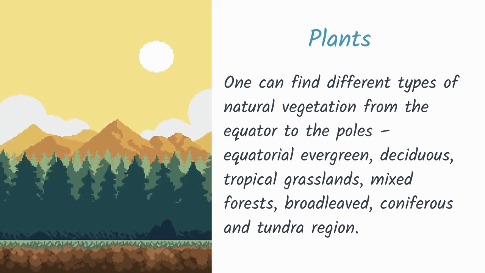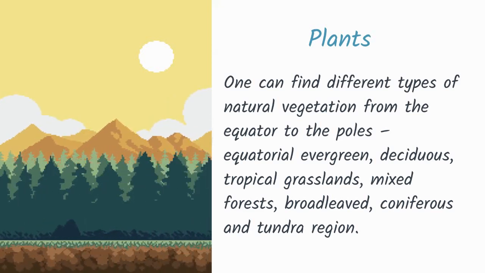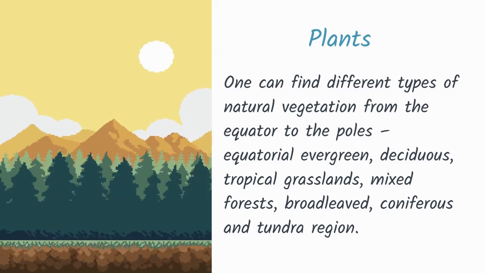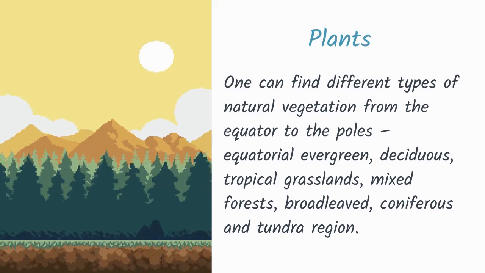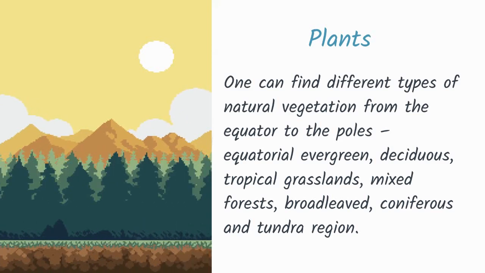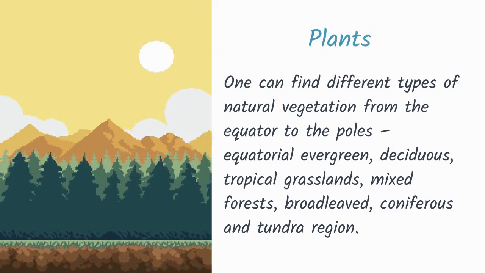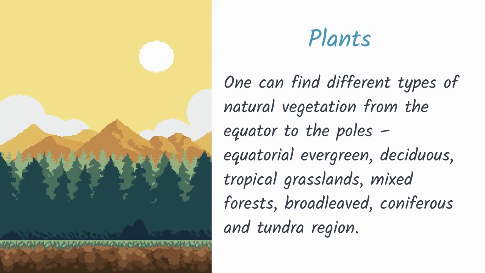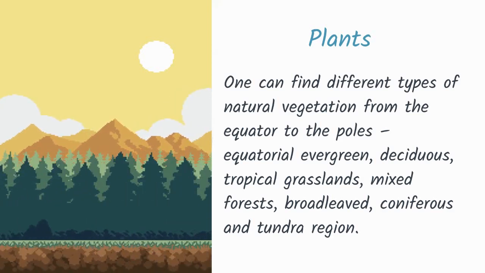from forests. If we consider the region from the equator to the poles as per the temperate zones, we find the following types of natural vegetation: the equatorial evergreen, the deciduous, the tropical grasslands, the thorny scrubs, the temperate grasslands, the mixed forests, broadleaf forests, coniferous forests, and the tundra region as well.